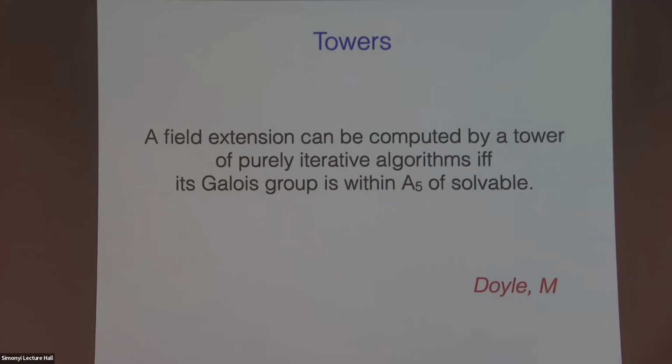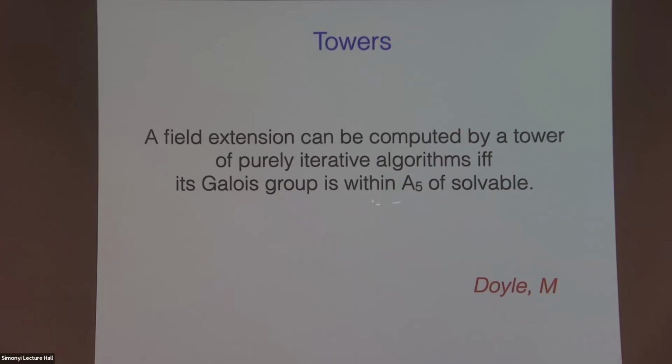And how powerful are these algorithms? Well, it turns out that one can show that a field extension, and here I'm going to just state this result kind of vaguely, this is in the function field setting, can be computed by a tower of these purely iterative algorithms if and only if its Galois group is within A5 of solvable. A5 is the smallest simple group, other than the Z mod P's, sorry, the abelian simple groups.